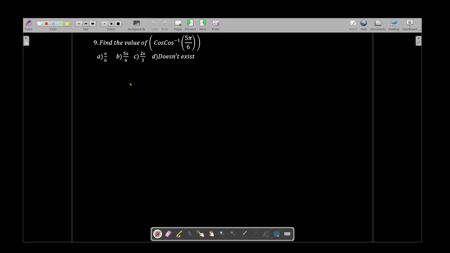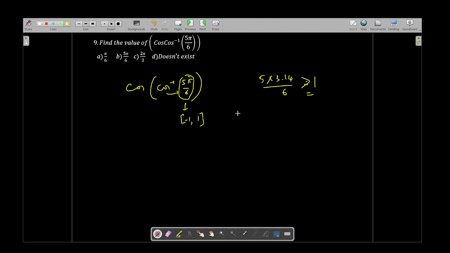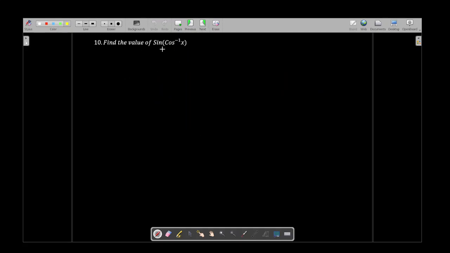Next we have cos of cos inverse of 5 pi by 6. You should be very careful. You cannot cancel cos and cos inverse here, because whenever there is cos inverse inside, the value should be between minus 1 and 1. So 5 into pi, 3.14, divided by 6 is clearly greater than 1. So this value does not exist. Be careful.